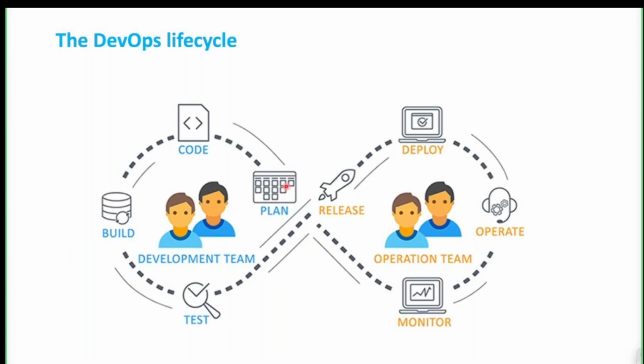Once the planning is completed, the developer has to code it. Once the coding is completed, it has to be built and tested, and we have to release and deploy, and the operation team has to operate it, and the product has to be monitored. Till this part is fine. But why is it the infinity icon? Anyone knows? Why is the symbol like infinity?